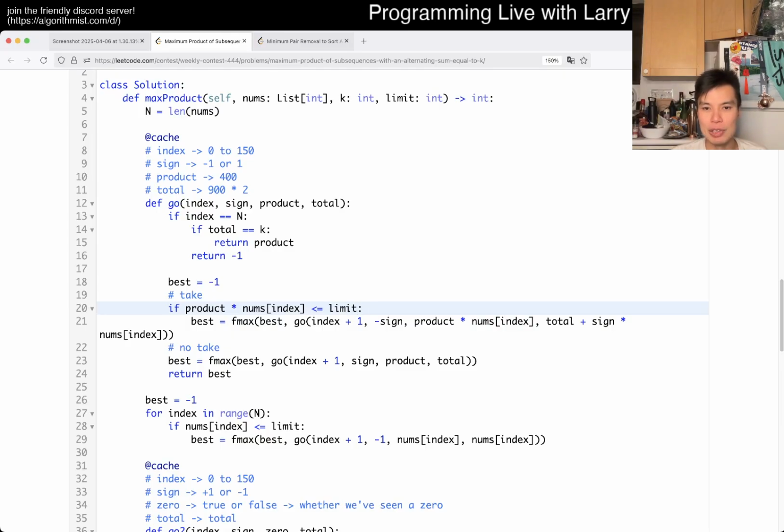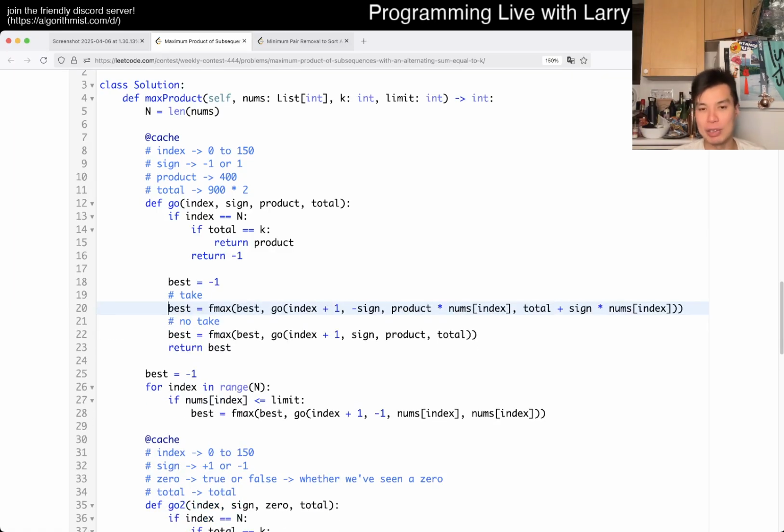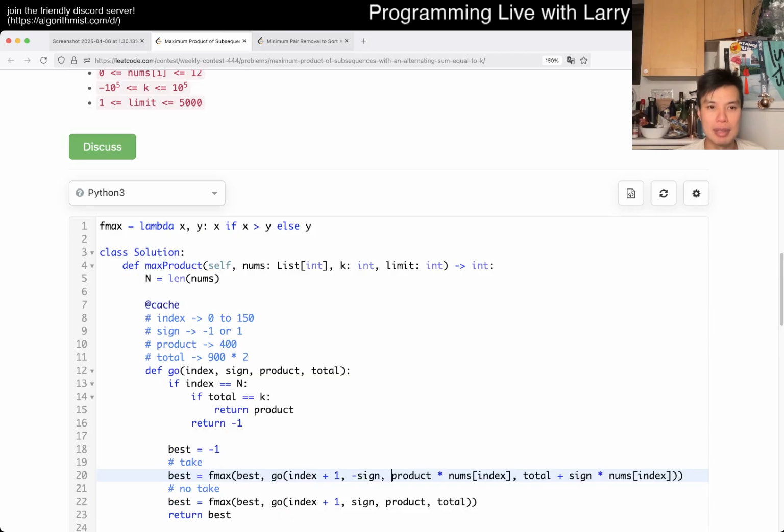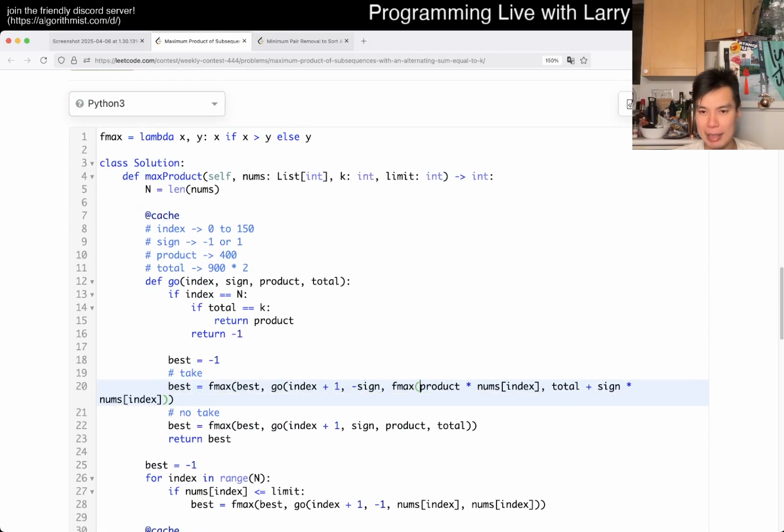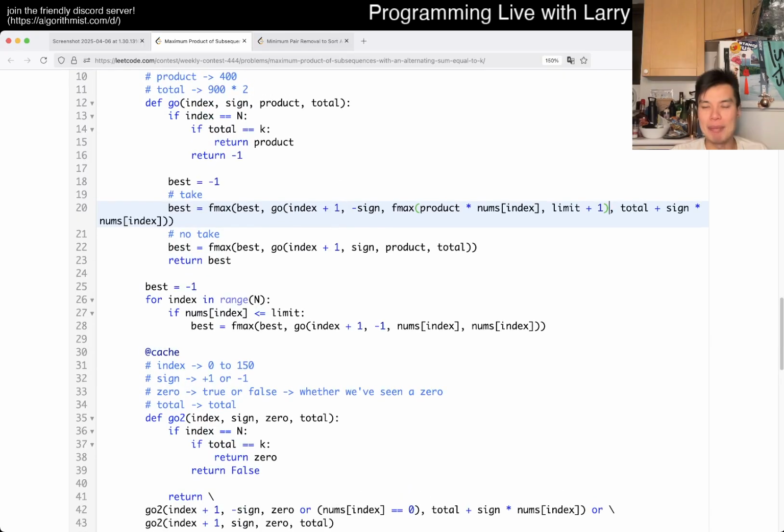Instead of this, you remove it so that you always do the tick, but now you want to limit it by limit plus 1, right? And the reason why you limit it by limit plus 1, not max, this is a min, whoops.